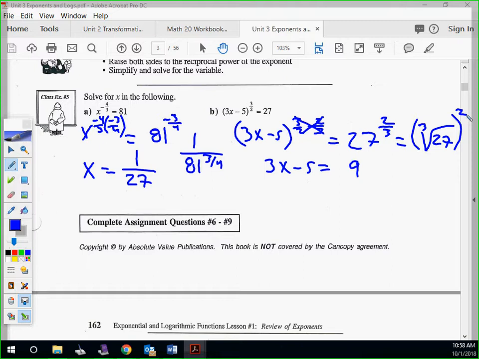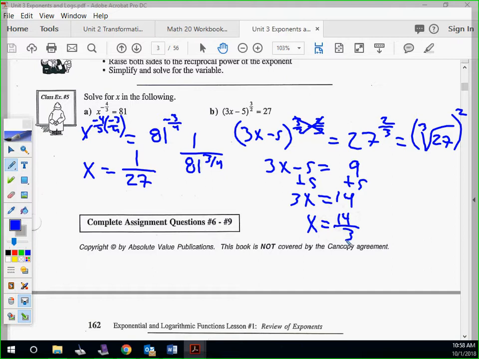Now 3x minus 5 equals 9. Simple algebra. Add the 5. 3x equals 14. x equals 14/3. And we leave that there.